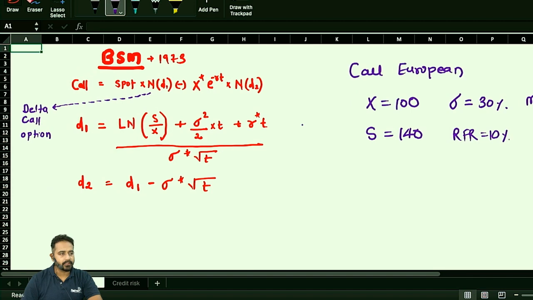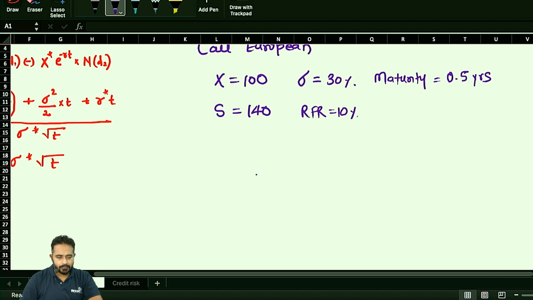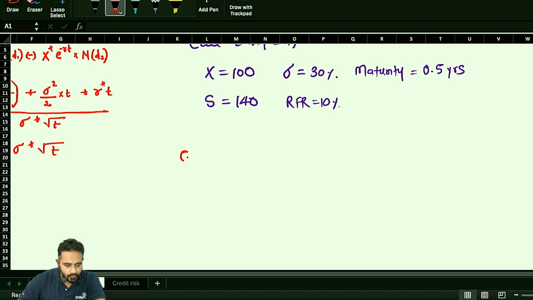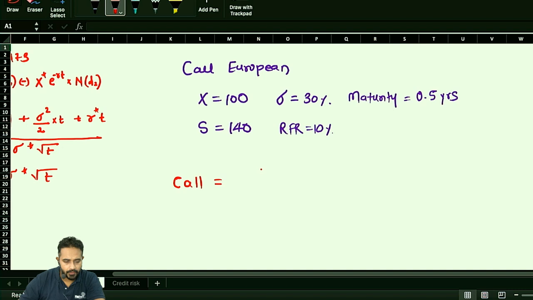All right. So first we'll set up the equation for the call option. So let's do the equation here. So call option is equal to spot price. What is my spot price? 140 multiplied with ND1. We'll have to calculate that.